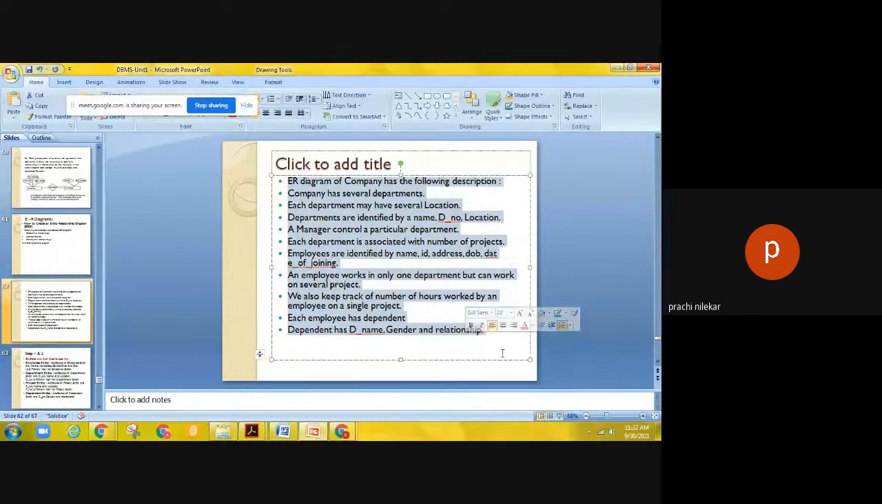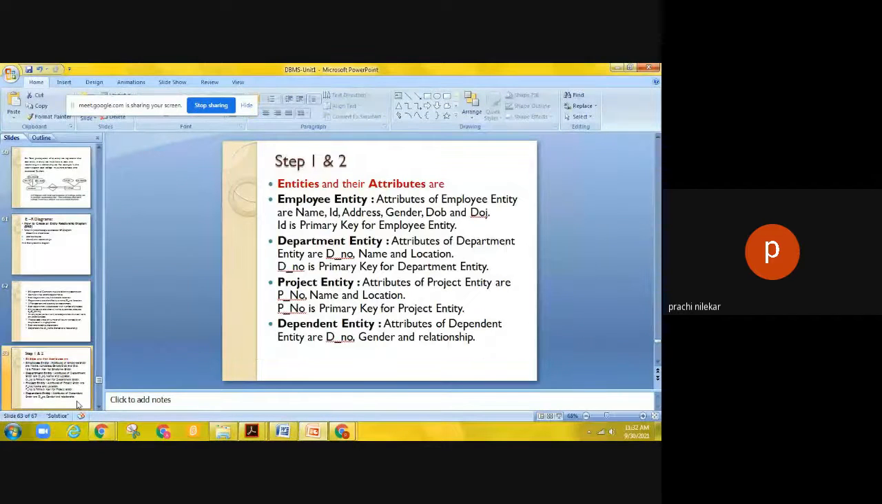Okay, these are in the format of words. We have to convert them into our technical language. First of all, find out the entities. The employee entity: attributes of the employee entity are name, ID, address, gender, date of birth, and joining date. And ID is the primary key for the employee entity.